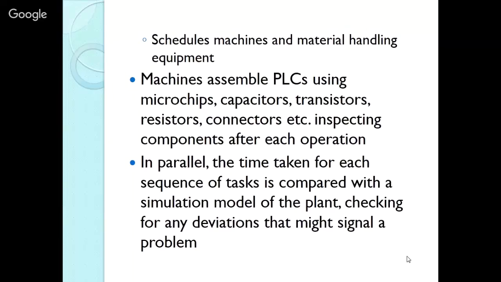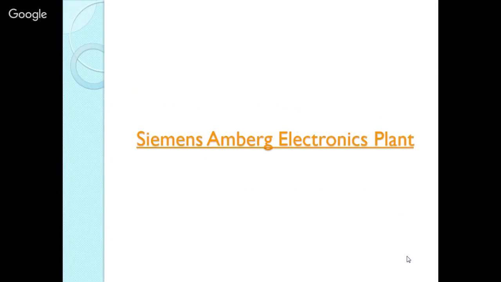In parallel, another very beautiful thing happens: a digital or virtual model of the same component is being manufactured in the virtual plant of the factory. Because it's a virtual plant, all the processes are ideal. So if the time taken in the actual process and in the virtual model are different, the system gets a hint that there may be some deviation, some fault somewhere. So it's a very marvelous model for that.